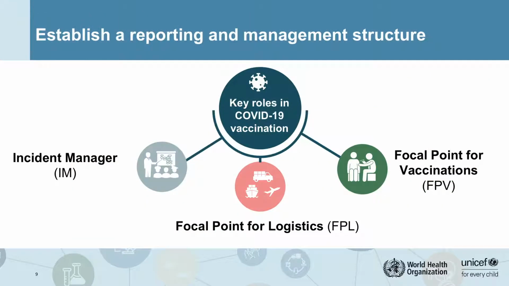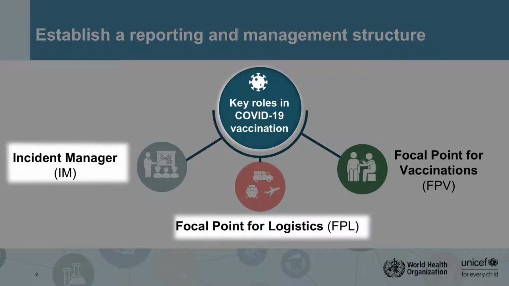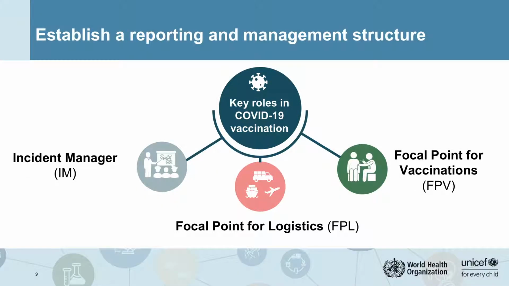Establish a reporting and management structure. Structures and processes should include individuals or designated offices, including an incident manager, a focal point for logistics, and a focal point for vaccination, who should all be embedded in the national coordination mechanism. The next slides show the responsibilities of each of these focal points.